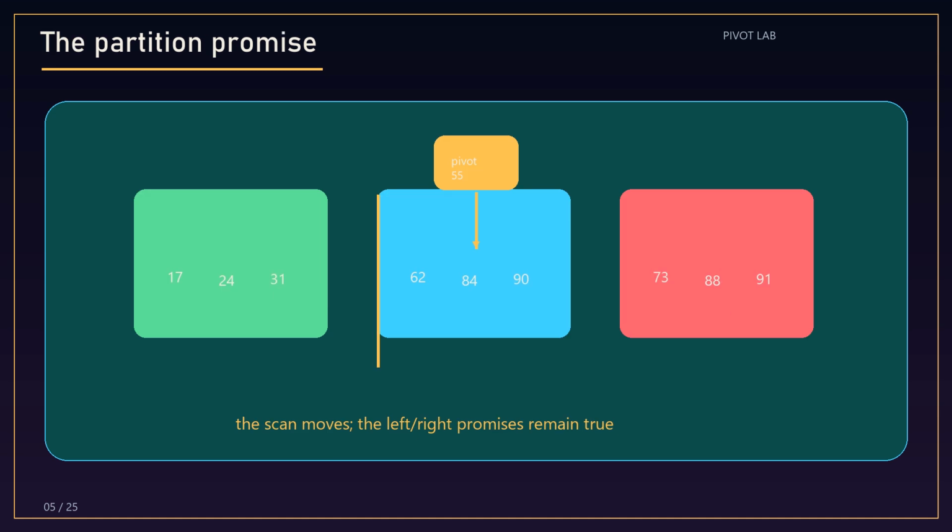During partition, the algorithm protects a simple promise, formally called an invariant. Everything already placed on the left is less than the pivot. Everything already placed on the right follows the greater or equal side of the rule. The middle is the unknown scan zone. As the scan moves, the unknown zone shrinks, but the promise stays true.